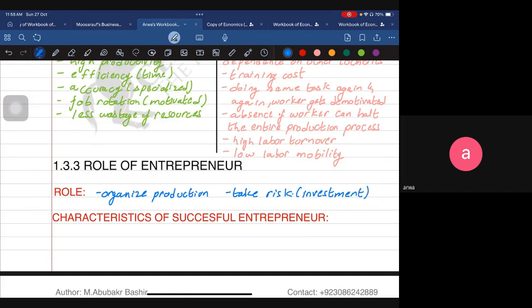Okay, so characteristics of a successful entrepreneur. One thing I just missed out here: when we are talking about the risk that an entrepreneur is taking, there's not only the money that he is spending. There might be other things as well. Because we are studying economics, we also have to bring in the impact of opportunity cost.